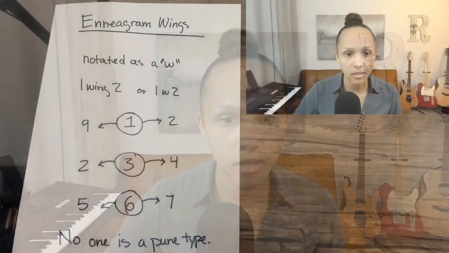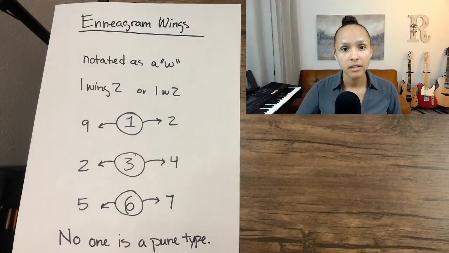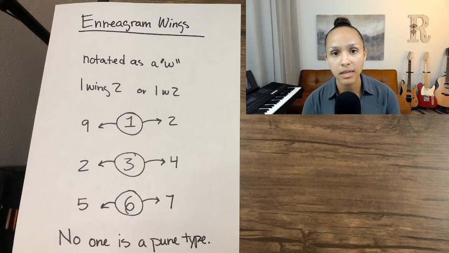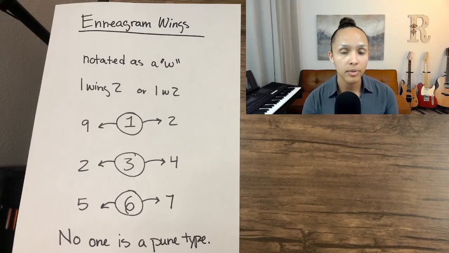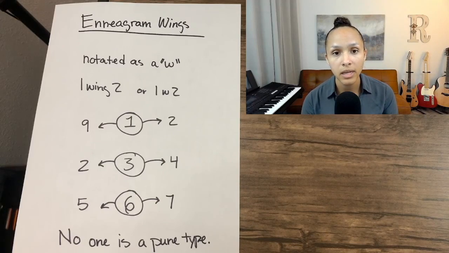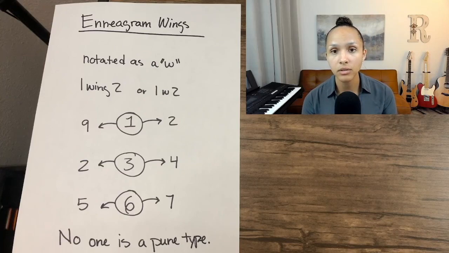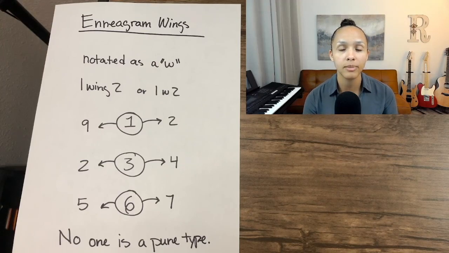To start, let's jump over to this. So the wings are notated with a W most times. Sometimes they write it all the way out. But essentially you have your core type and then your wing type notated next to your core type. So as I've written here, we have a 1-wing 2. That's a core 1 with the wing of a 2 that they're identifying with, or you can see those traits in their personality.